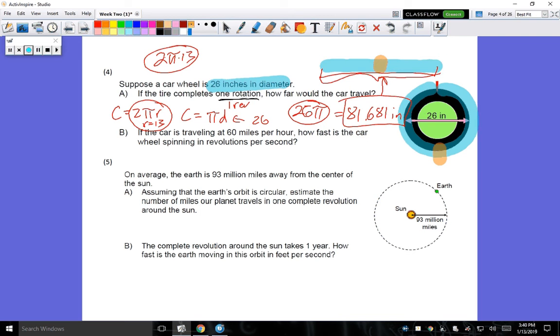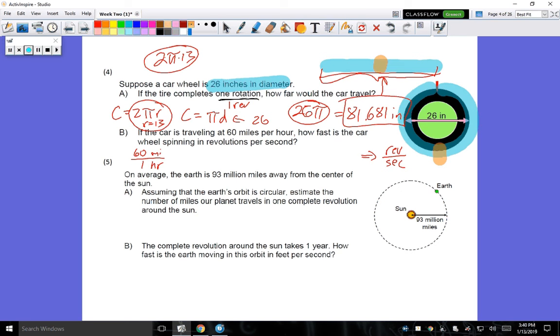If the car is traveling at 60 miles an hour, we're going to start off with 60 miles per hour. How fast is the wheel spinning in revolutions per second? So now we're going to go backwards. Our goal is to get revolutions on top and seconds on the bottom. That's what we ultimately want to get to.